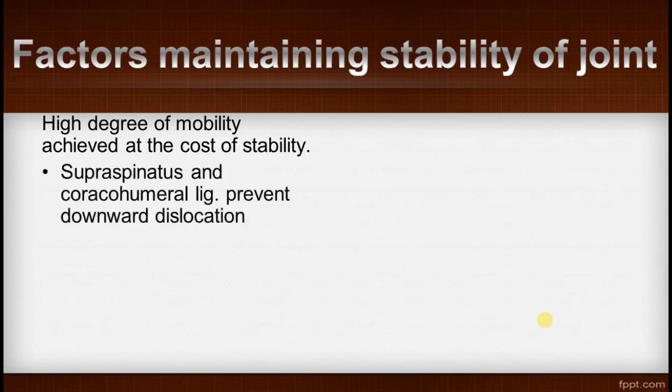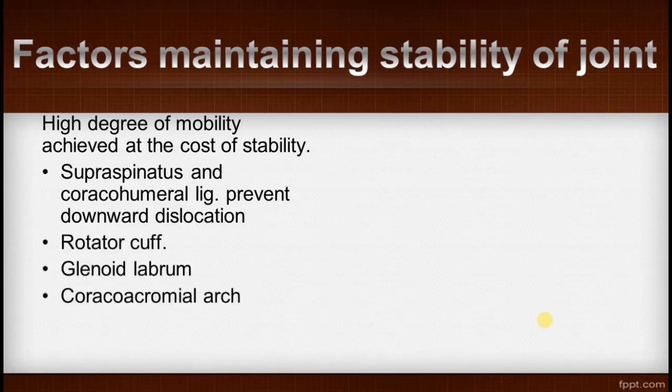Mainly, supraspinatus and coracohumeral ligament are exerting a great suspension force from above, thereby preventing the downward dislocation. So from above, they are holding the joint like a suspension, thereby preventing the inferior or downward dislocation of the joint. The rotator cuff strengthens the capsule. It acts more like a ligament rather than any covering.